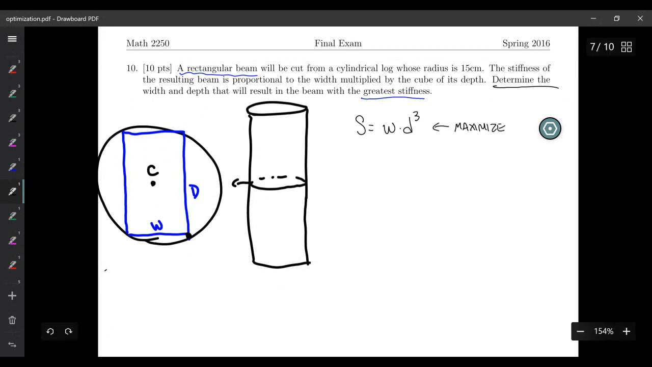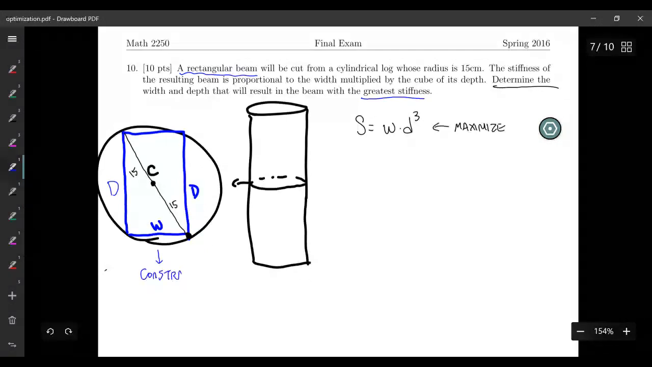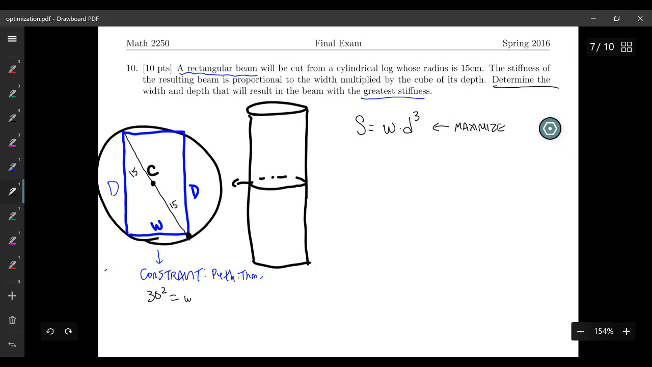And then if you look at your constraint, if you call the center of this cross section C, the distance from the center to the edge of the circle would be 15 here. And so if you go all the way across, this would be another 15. And so on the other side, my constraint would be the Pythagorean theorem. So 15 plus 15 would be 30. 30 squared equals W squared plus D squared.